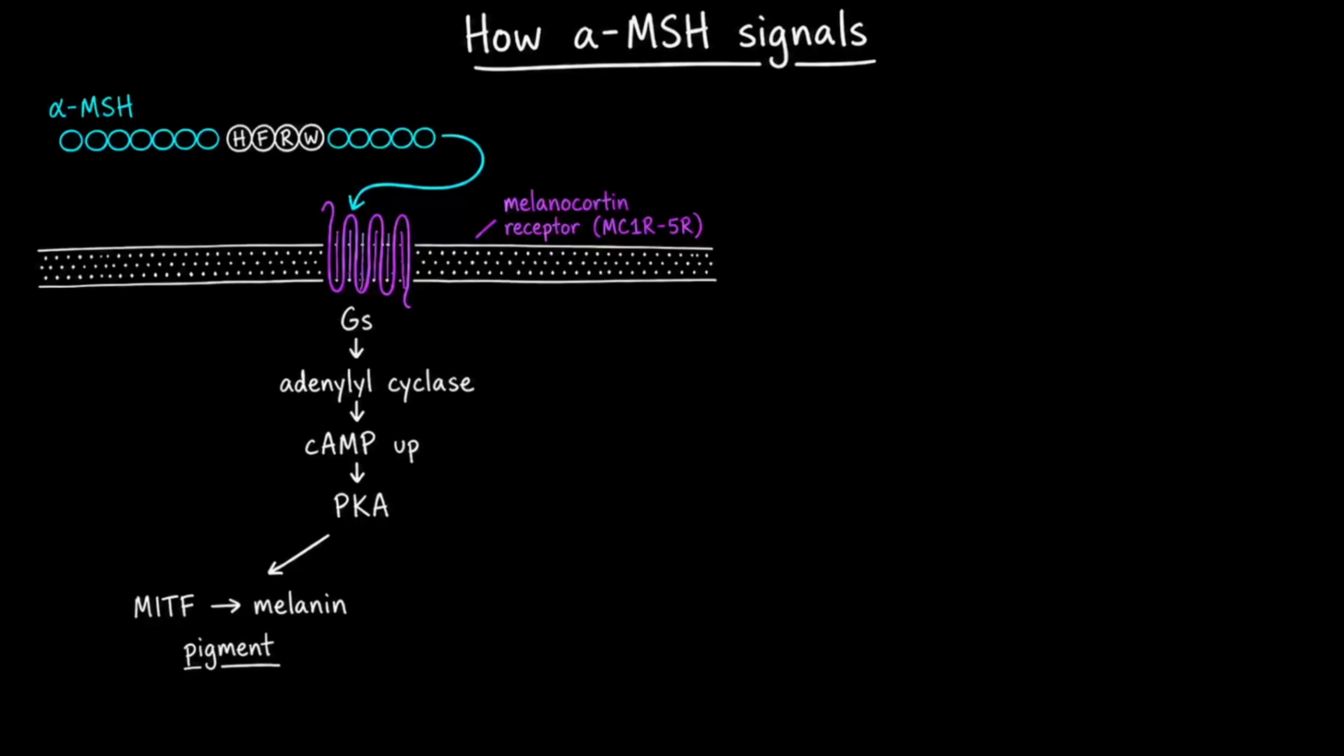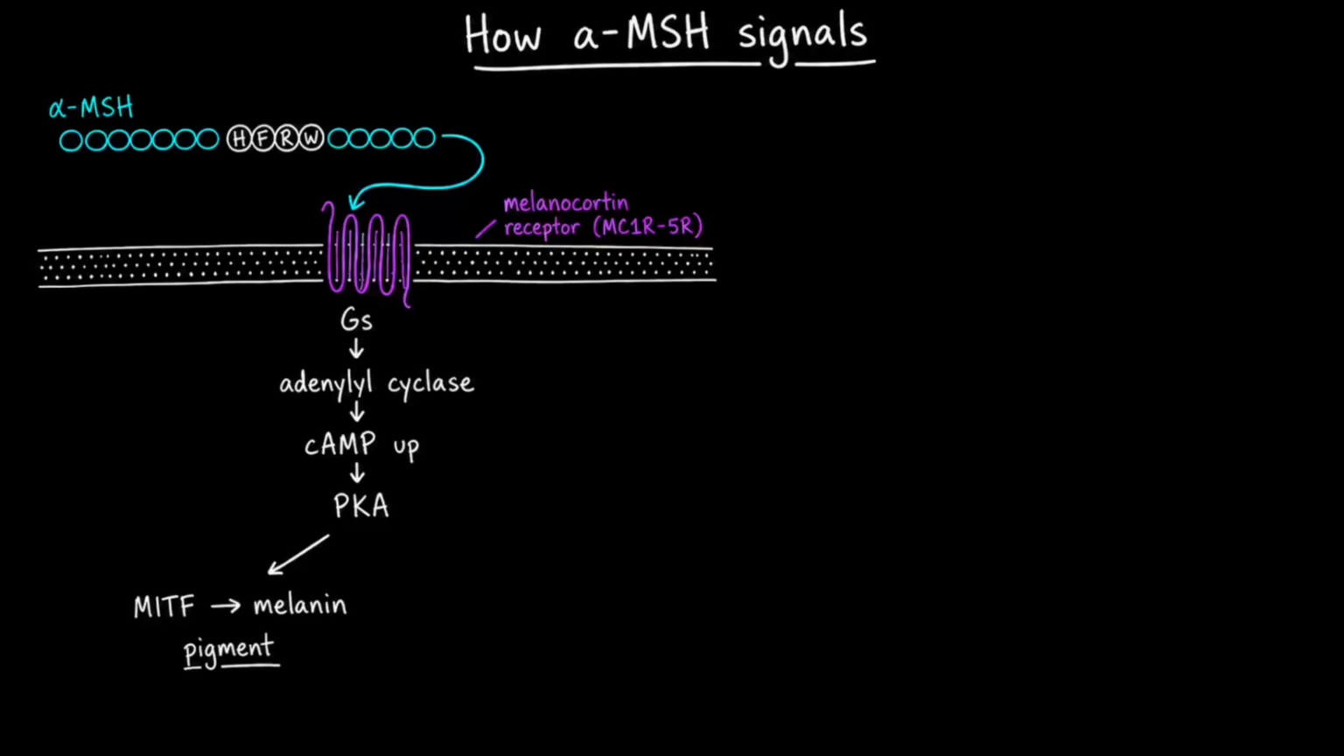This enzyme raises cyclic AMP inside the cell, and then rising cyclic AMP activates PKA. So this is the core signaling chain, and from here, the path can fork depending on what kind of cell you're in. In pigment cells specifically, PKA goes on to drive something called MITF, and this then leads to melanin production. And that's the visible color effect that you get from tanning or from, say, melanotan 1 or melanotan 2. You get that melanocortin 1 receptor activation leading to an increase in pigment.